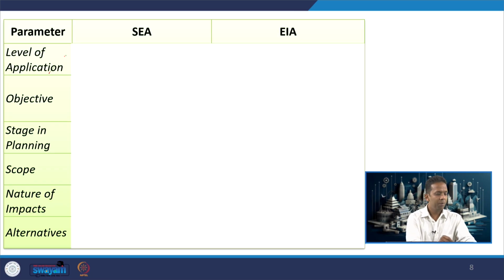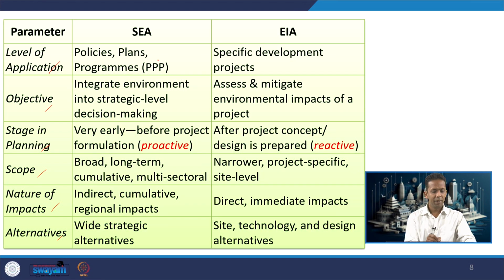So, like level of application, objective, stage in planning, scope, nature of impacts and alternatives. As we have seen earlier, the level of application for SEA is before the project, mainly in terms of policies, plans and programs, and EIA is for specific development projects. Objective of SEA, to integrate environment into strategic level decision making. Objective of EIA, to assess and mitigate environmental impacts of a project.